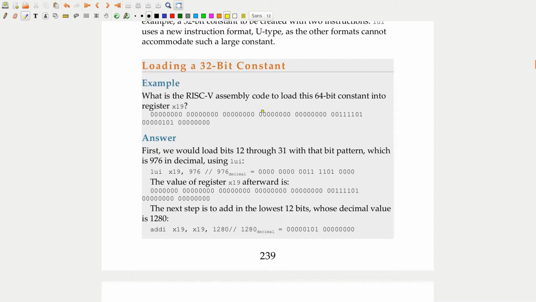So what is the RISC-V assembly code to load this 64-bit constant into register 19? We notice that this constant isn't particularly interesting. There's lots of zeros, and most of the data is at the very end. So we could load bits 12 through 31 with that bit pattern, which is 976. So what happens when we do that? 976 is equal to the bit pattern we want up here for bits 12 through 31. Then we add the lower 12 bits, which are just going to be these, and then we're good.